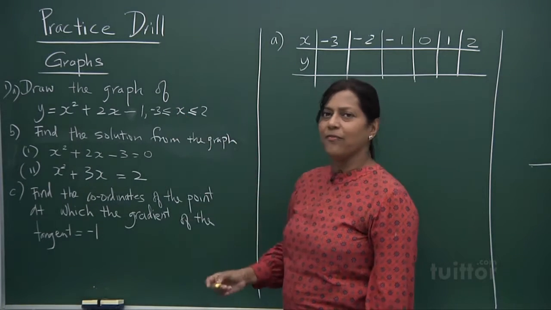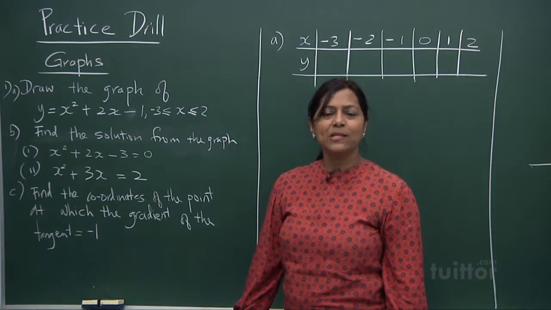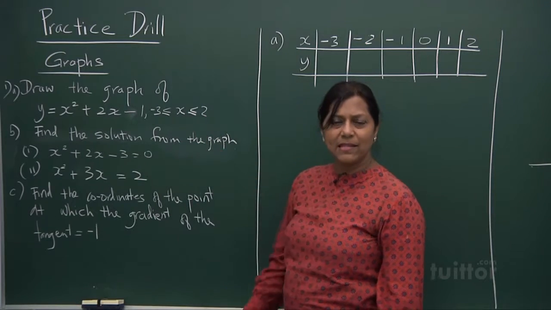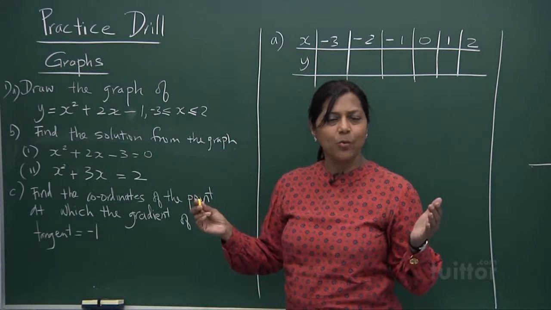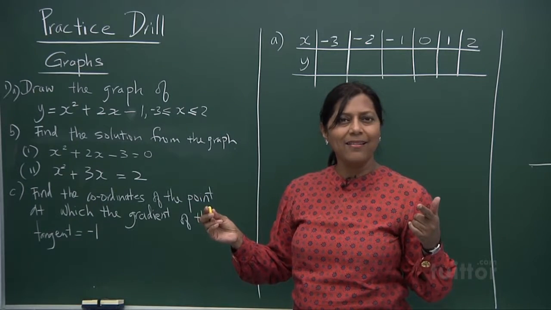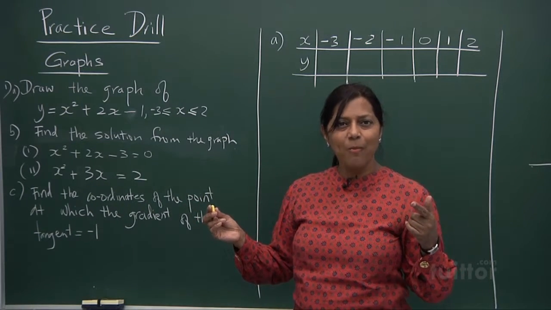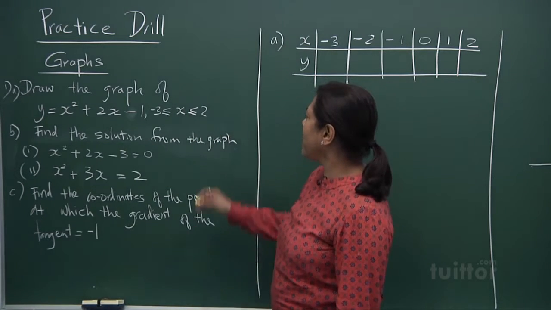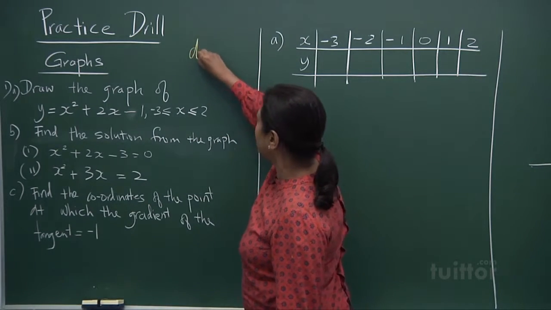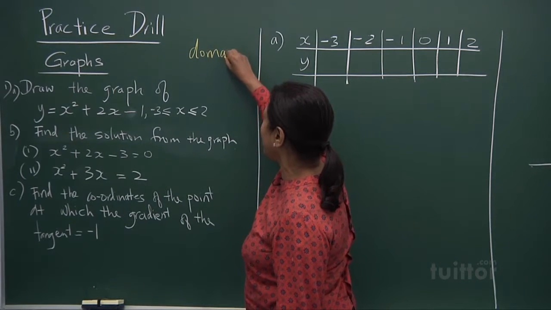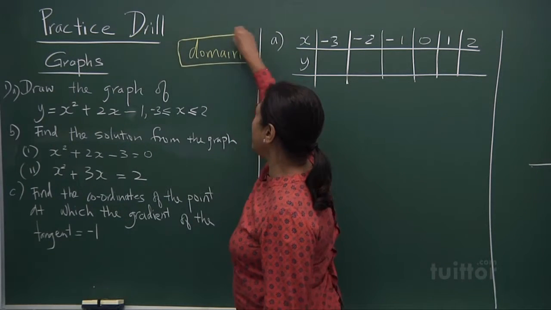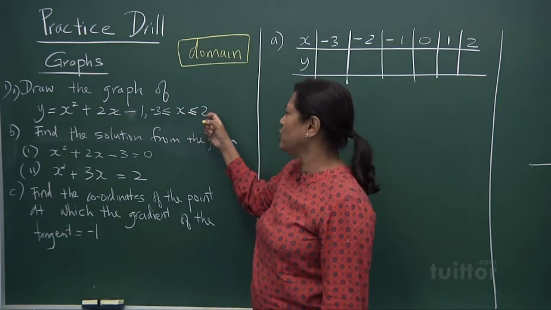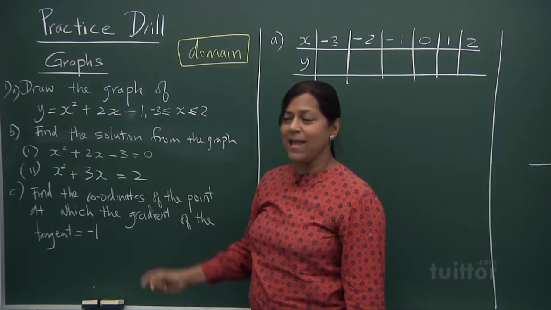Now draw the graph of x squared plus 2x minus 1, where the range of x is given. The range of x, what do you call that? Letter D. Domain, yes, that's the range of x. You call it domain. The domain, if I were to spell it for you again, D-O-M-A-I-N. The domain of x is from minus 3 to 2, inclusive of both ends.